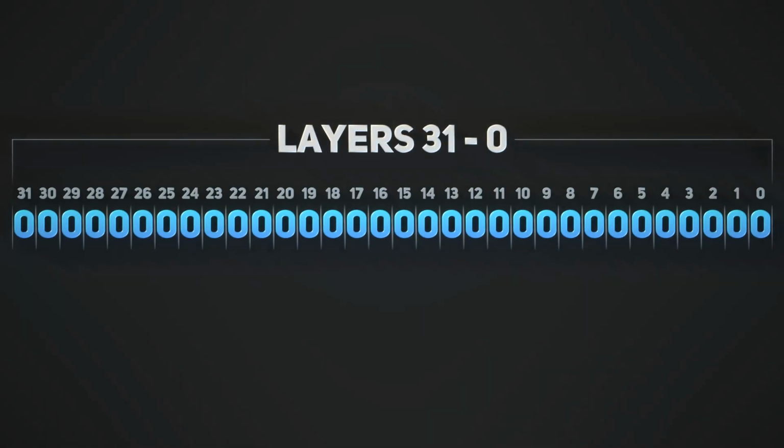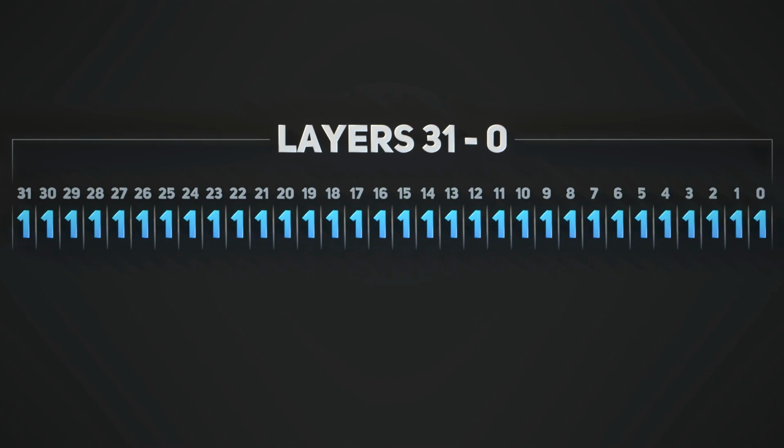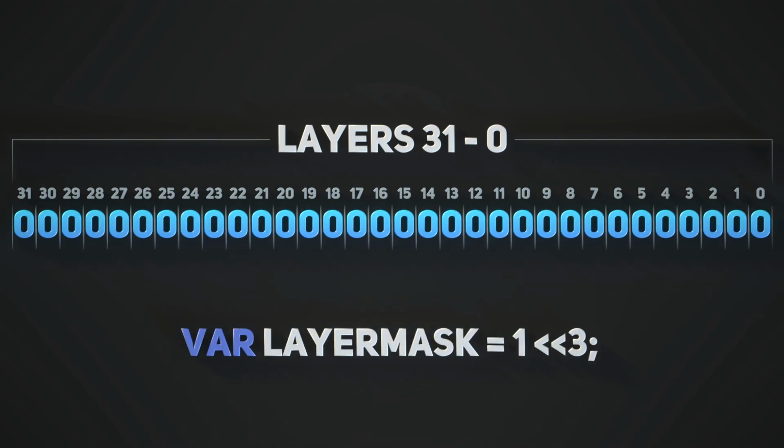And to do that, we need a layer mask. A layer mask is a binary 32-bit number where each layer is assigned to one of those bits. That's why we can only have a maximum of 32 layers. Each part of this number, because it's a binary number, can either be 1 or 0, and that represents true or false for each layer. So a layer mask that is all zeros would collide with nothing, while a layer mask that is all ones would collide with everything. We can easily create a layer mask by using a bit shift operator.